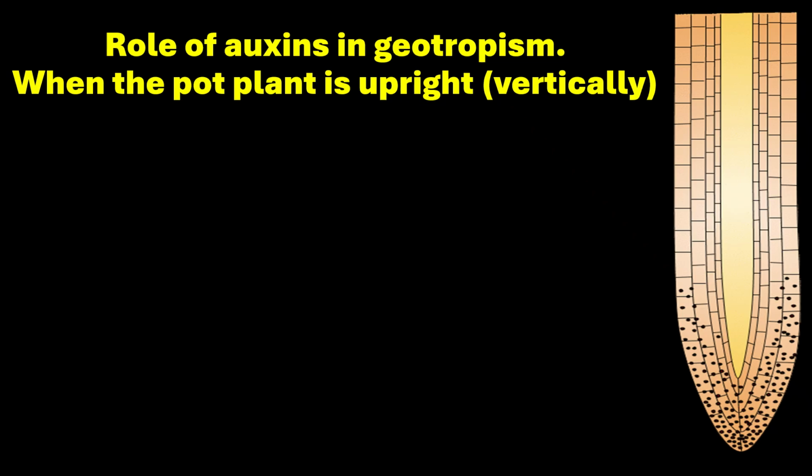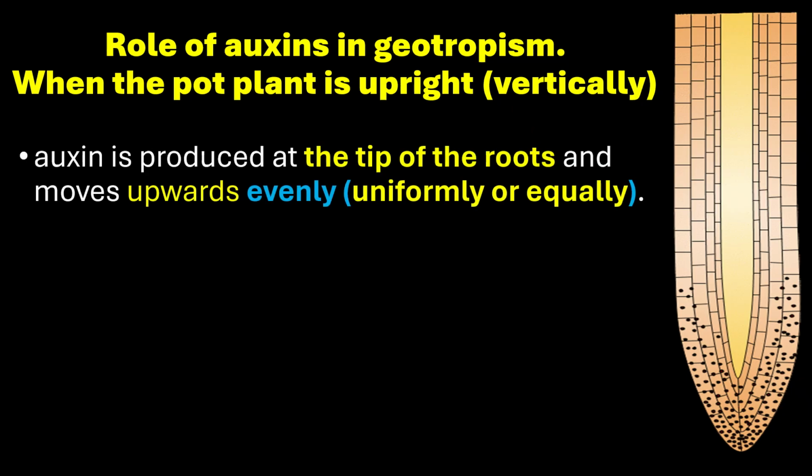Let's look at the role of auxins in geotropism. In this, we are going to ask ourselves the following. We want to find out what happens when the potted plant is vertically upright. If you position the plant upright like you are seeing here, what's going to happen? When the pot is vertical, auxins are produced at the tip of the root. If you look at the root, you can see the auxins, those black spots you are seeing there. You can see these rectangular structures like bricks. We call them cells. They are the cells of the root.